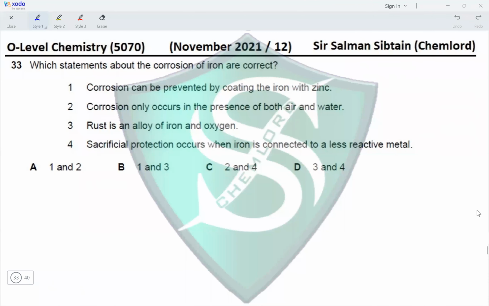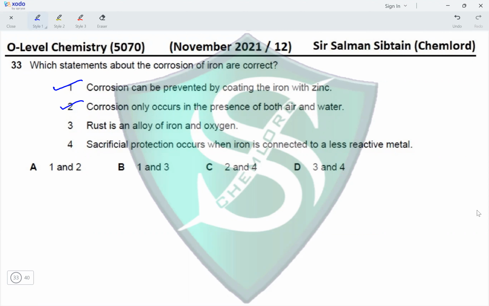Question 33. Which statements about corrosion of iron are correct? 1. Corrosion can be prevented by coating iron with zinc. This is what is known as sacrificial protection. So yeah, this is true. 2. Corrosion only occurs in the presence of both air and water. Yes, it is because of water vapor in the air.